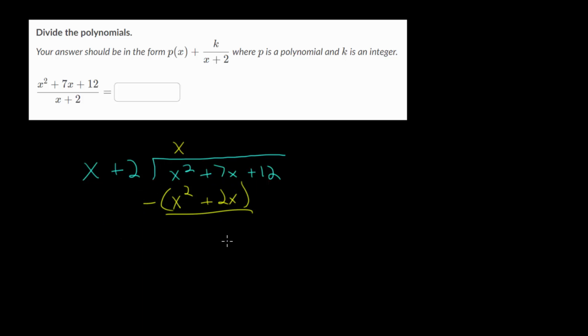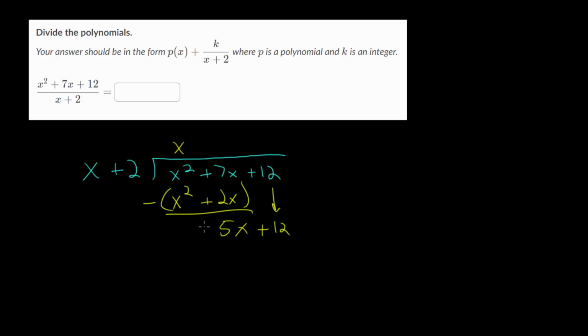It sometimes becomes a little bit confusing when one or both of these terms here are negative numbers. So we take x squared and subtract x squared, that is 0x squared, which we're not even going to write. And that's what you should expect. If you're doing this correctly, you should get 0 when you subtract the first terms in each of these. Then we do 7x minus 2x, which is 5x. And to complete the process, we bring down the next number. So that's positive 12. And now we just restart.